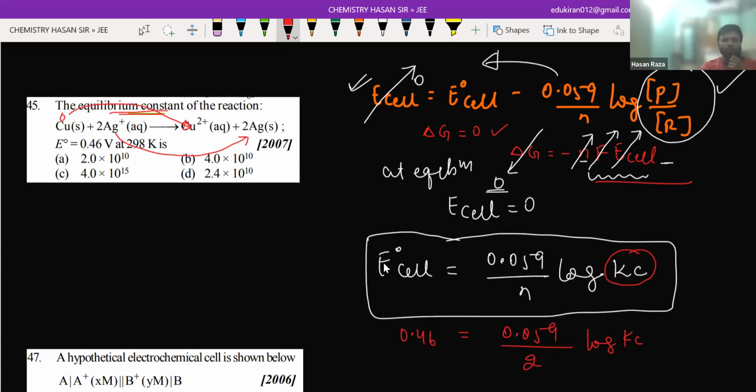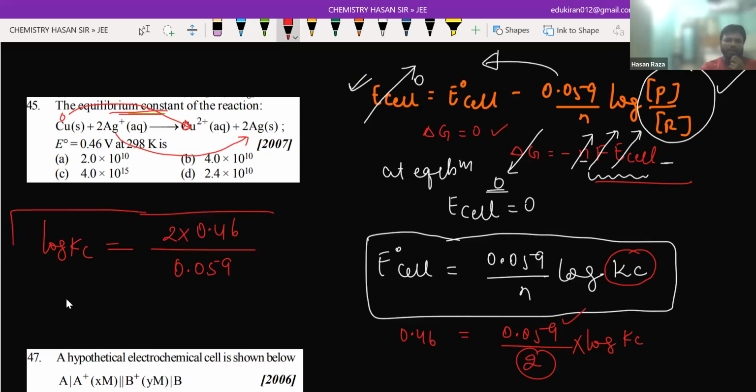Again, if you are going to solve it, since this quantity is in multiplication, so log Kc will be equal to, if this is in division, this will come in multiplication, and this is in multiplication, so this will come in division. And accordingly, you are going to solve it and you will get your answer. Let me know what is the answer after solving it.